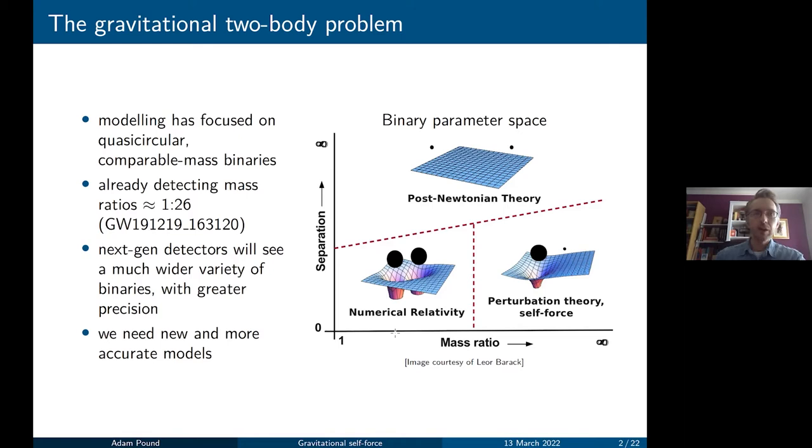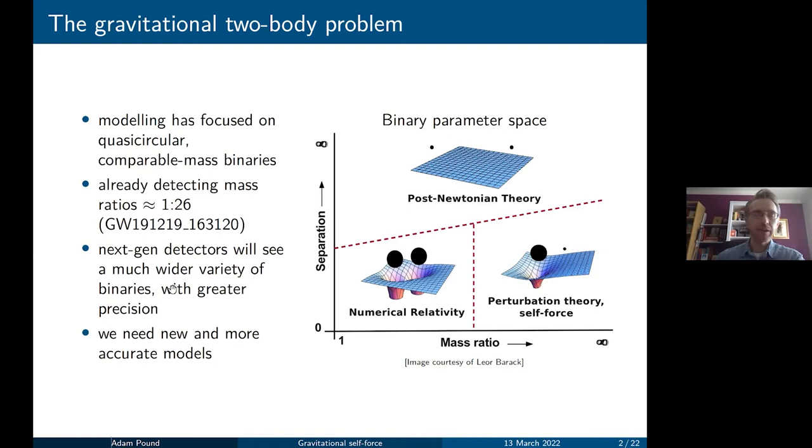But even with LIGO, Virgo, Kagra, we're already starting to see mass ratios more on the right-hand side of this diagram. They have detected a mass ratio of 1 to 26, which as far as numerical relativity is concerned, is pretty extreme. And it's already outside the regime where the fast models have been calibrated, where we can really trust them to be validated.